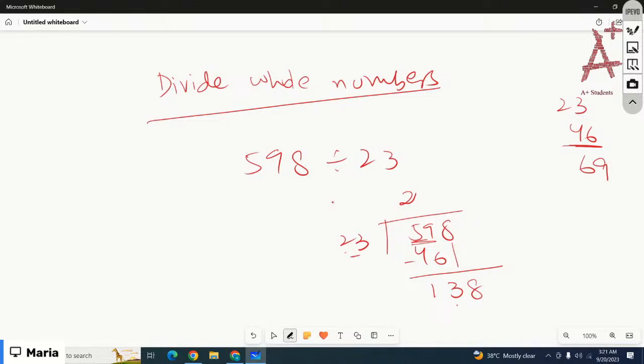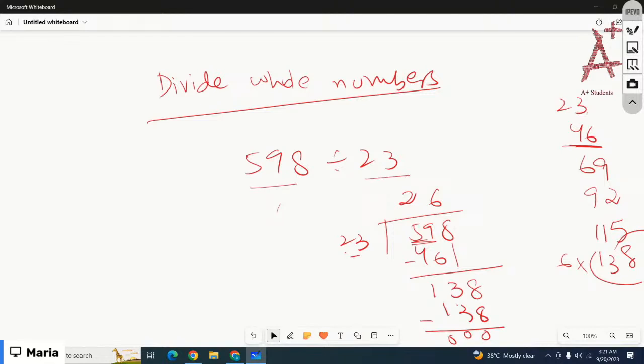Okay, 23 times 4: 4 times 3 is 12, 92. 23 times 5: 5 times 3 is 15, 115. 23 times 6: 6 times 3 is 18, and that is 138. So you can go for 23 times 6, that would be 138. Whenever you are working with multiplication, you have to be perfect with division, right? Because multiplication and division are interrelated. They are opposite to each other and they are interrelated, right? You can see I am doing multiplications also. So that means when you divide 598 by 23, the answer is 26, right?